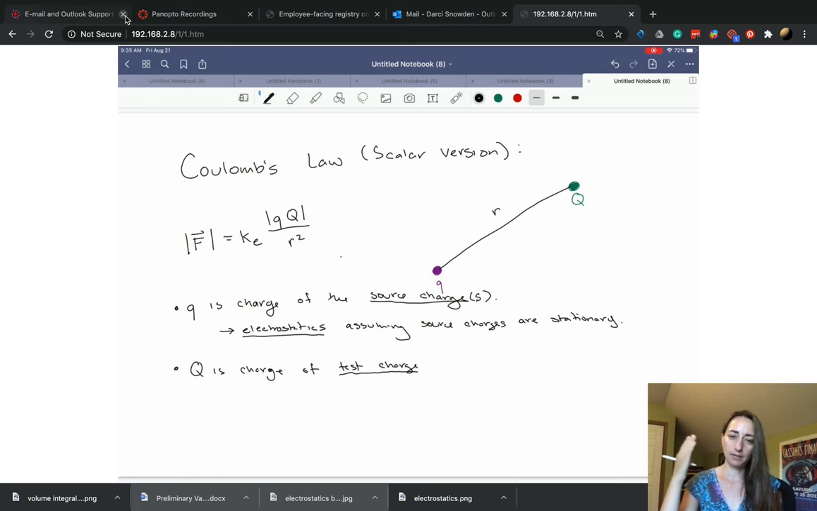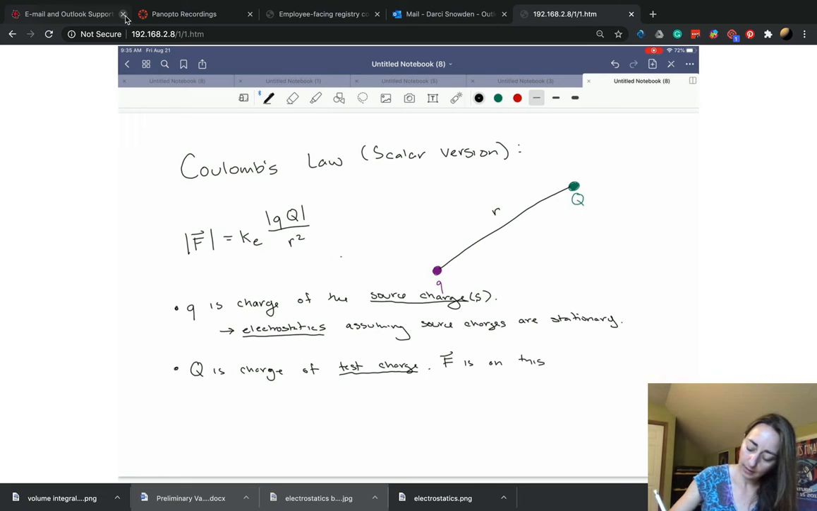So if the direction of the force is outward, that means the force on this test charge is outward. We're not talking about the force on little q, we're talking about the force on big Q when we're using Coulomb's law. So I'm going to write that down: the force is on this charge. That's important to remember. In electrostatics, this charge can move, and in fact we're often trying to understand how this charge would move in that electric field. So big Q, I'll call that the test charge.